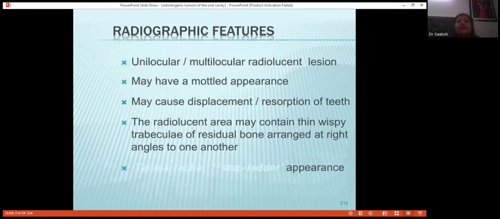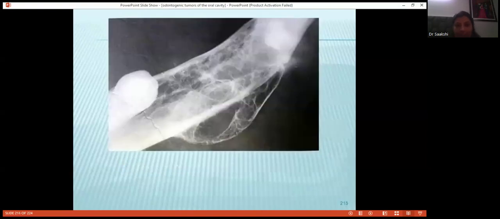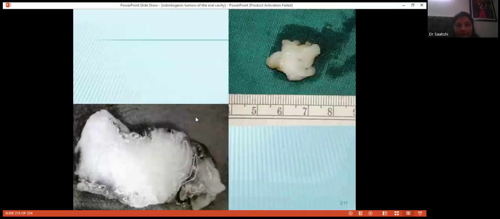Now, radiologically, it's a unilocular or multilocular radiolucent lesion. It may have a mottled appearance. It may cause displacement or resorption of teeth. The radiolucent area may contain thin, wispy trabecular residual bones arranged at the right angle to one another. As you can see, this whole trabecular pattern is involved here. This is its gross specimen.